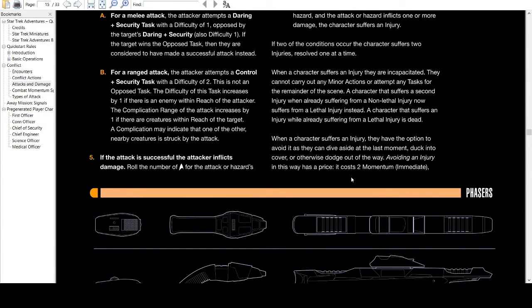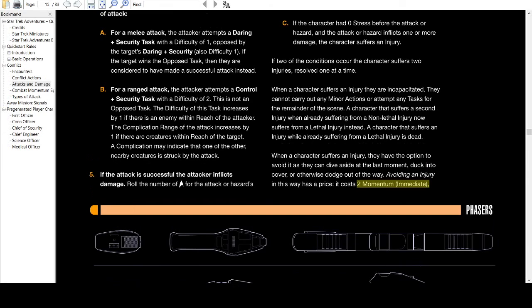Well, in any case, if you want to avoid injury, you have to spend 2 immediate momentum. Now I'm not exactly sure where this momentum comes from. Does it come from the melee attacks when you make them, or in the case that someone makes a ranged attack at you, do you have no way of gaining any momentum to spend on avoiding an injury? I suspect that's not the case. I don't think that's the intended design. You can just spend momentum as long as it's available.